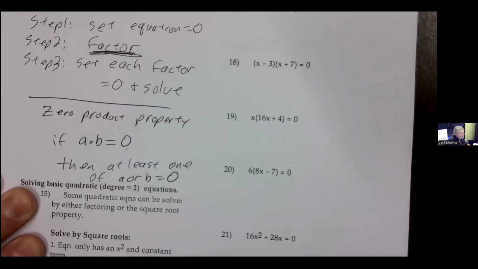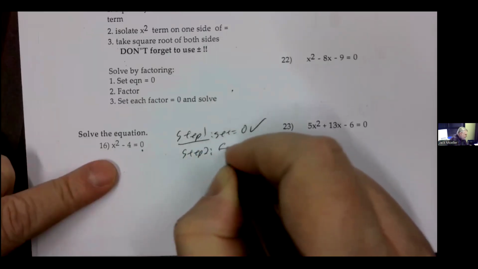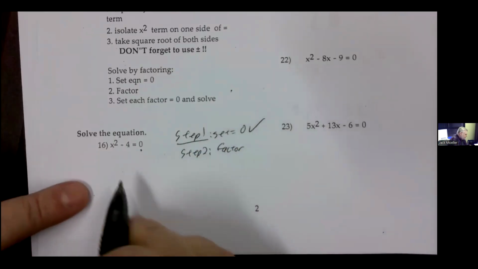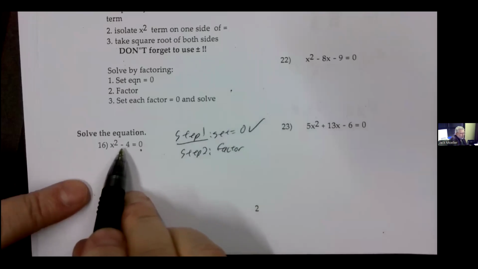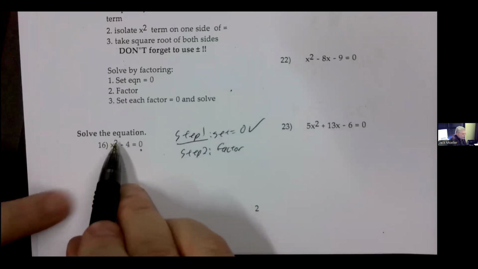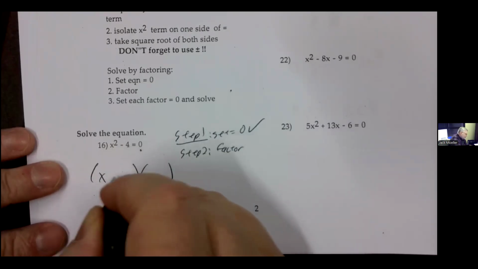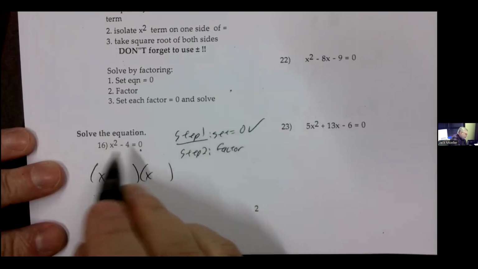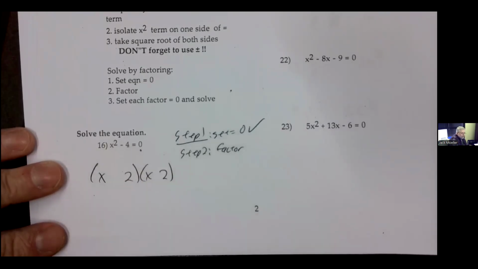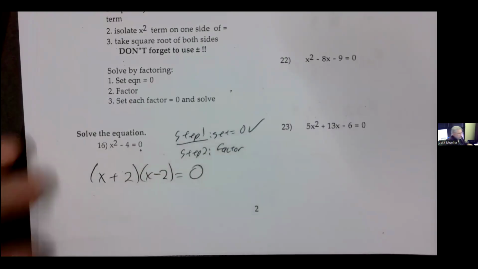What's step 2? Step 2 is factor. And so how do we factor this? Well, you have to recognize this is a binomial and it's a difference, and it is a difference of squares. How do you factor x squared minus 4? Well, x times x is x squared. 2 times 2 gives you the 4. You get the minus 4, you got the plus or minus. Okay, so then it's equal to 0.